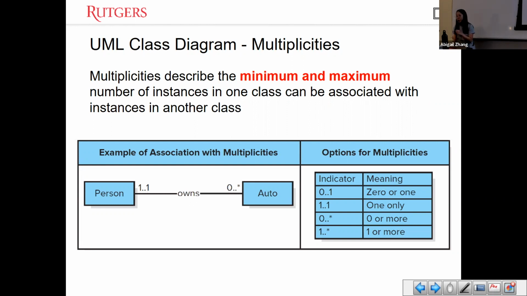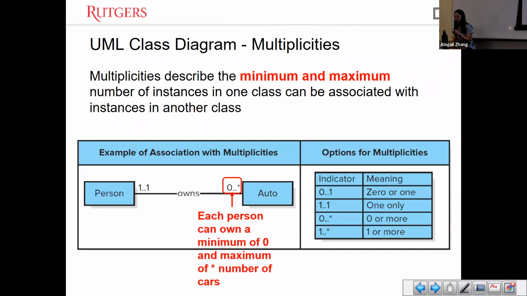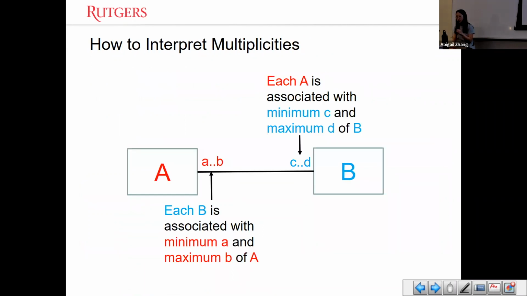So multiplicities is where we left off from Monday. This is where we really struggle in interpreting multiplicities. To help you better interpret these, I created a little cheat sheet, or a little trick, for you to better apply and interpret these multiplicities.